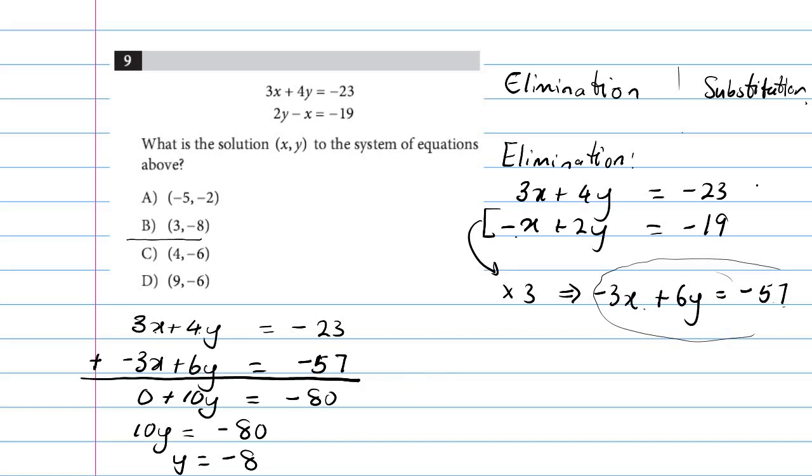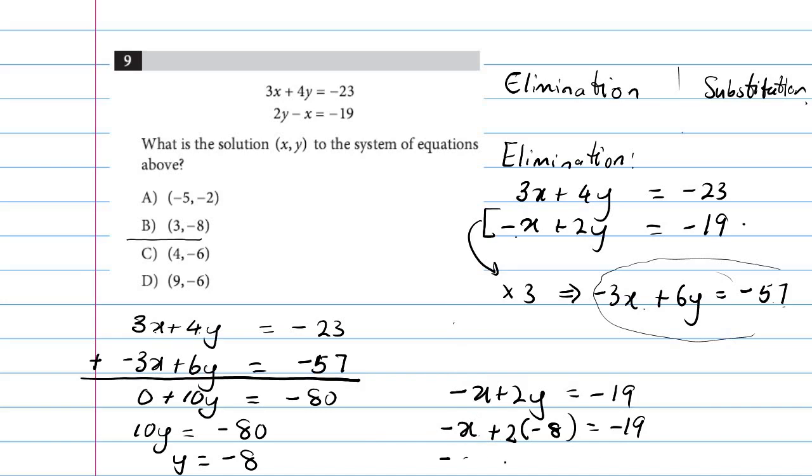We can look at one of these original equations. For example, let's pick the second equation. We know that negative x plus 2y equals negative 19, but at the same time, we know that y is equal to negative 8. So you just plug that in. Negative x plus 2 times negative 8 equals negative 19. Sorry, I don't know why I wrote just x here, it won't change anything.